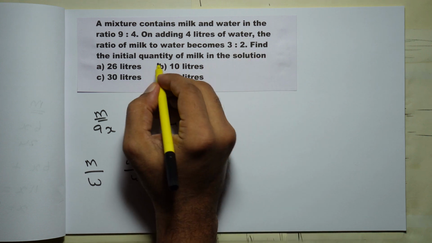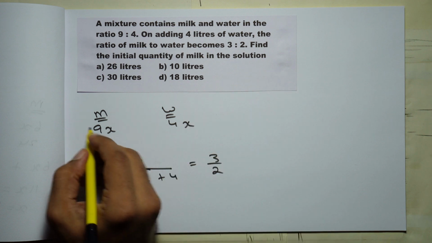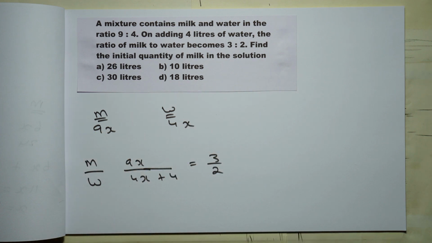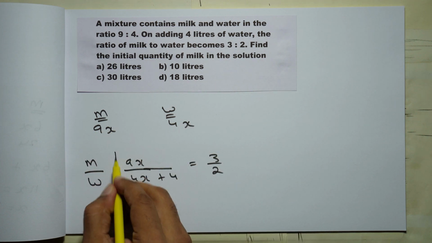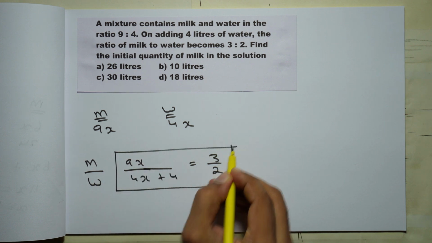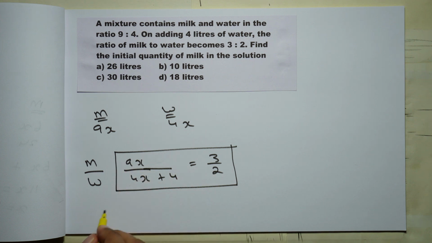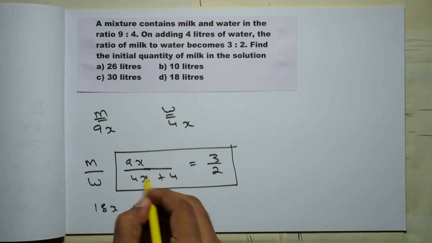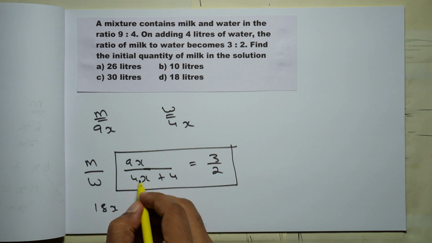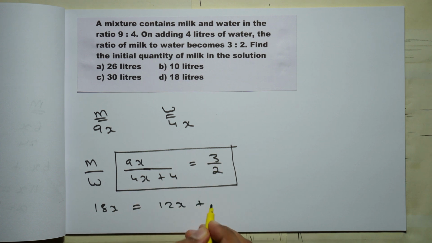Now find the initial quantity of milk in the solution. 9x is what we need to find out, so we must find the value of x. From this ratio, we can calculate the value of x. We'll just cross multiply. So 2 into 9x, that is 18x, is equal to (4x plus 4) into 3. 4x into 3 gives you 12x, plus 4 into 3 gives you 12. I'll bring 12x to this side. So 18x minus 12x gives you 6x. 6x is equal to 12, or x is equal to 2.